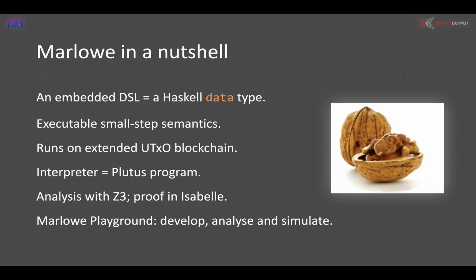So just to conclude, what we have in a nutshell is an embedded domain-specific language in Haskell with a small step semantics, which we use to power the implementation on blockchain, because Plutus is Haskell. It runs on the extended UTXO blockchain, and we're also able to use the same semantics to prove properties of the Marlowe system in Isabelle. We're also able to analyze that semantics in the Z3 SMT solver to give us properties of particular contracts.